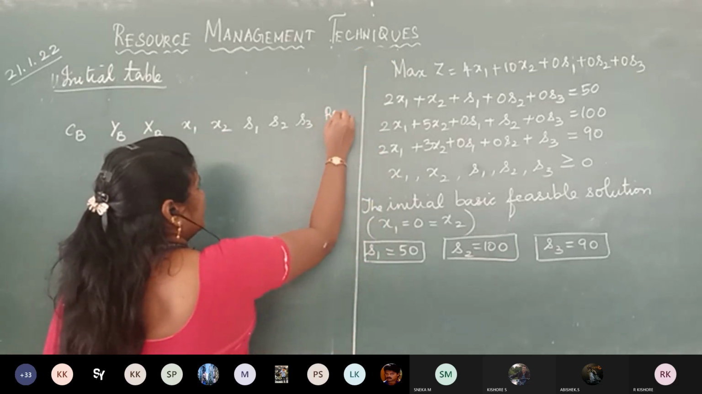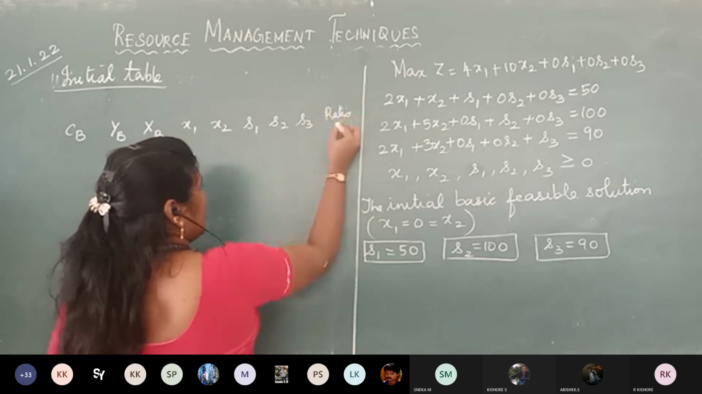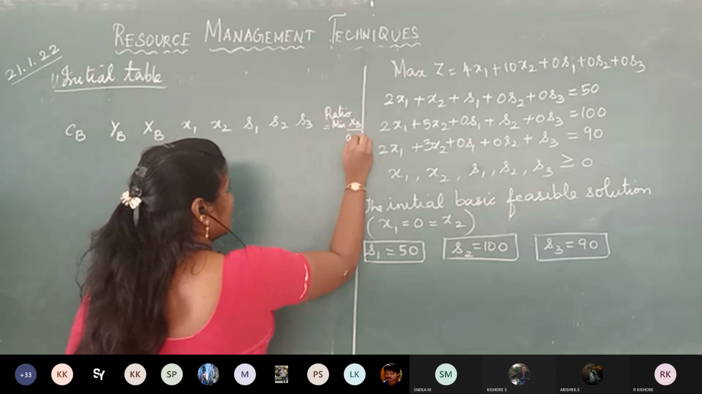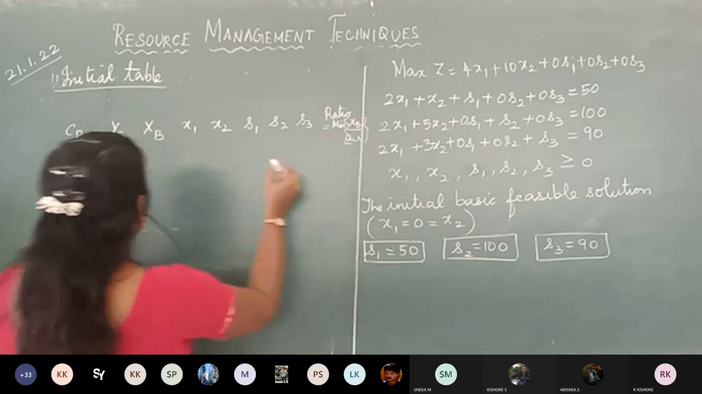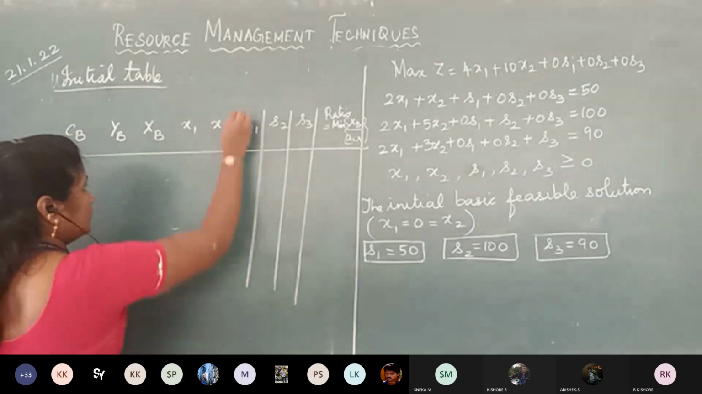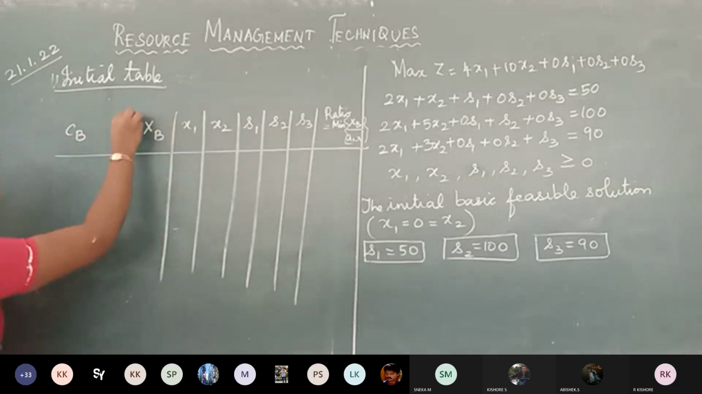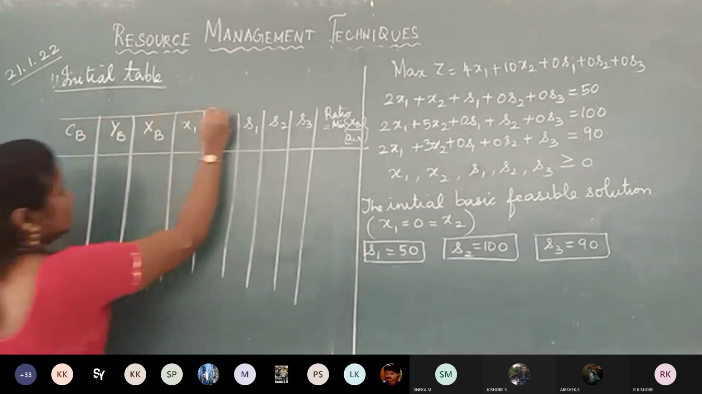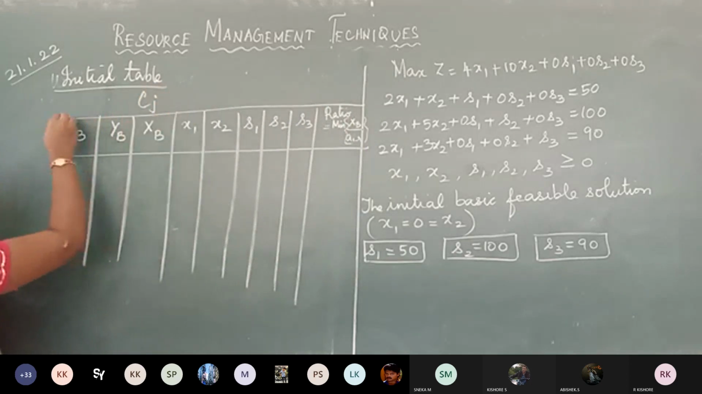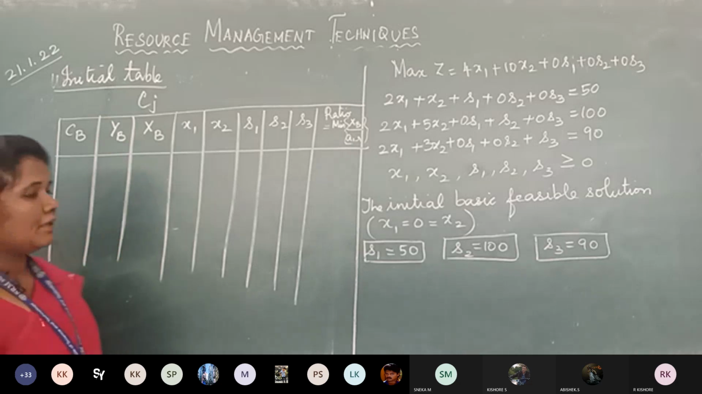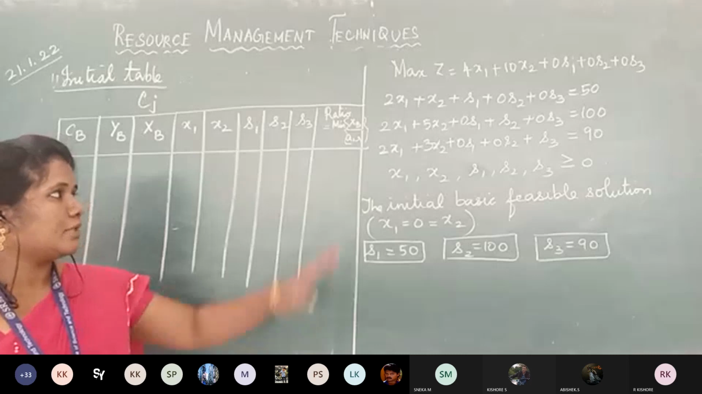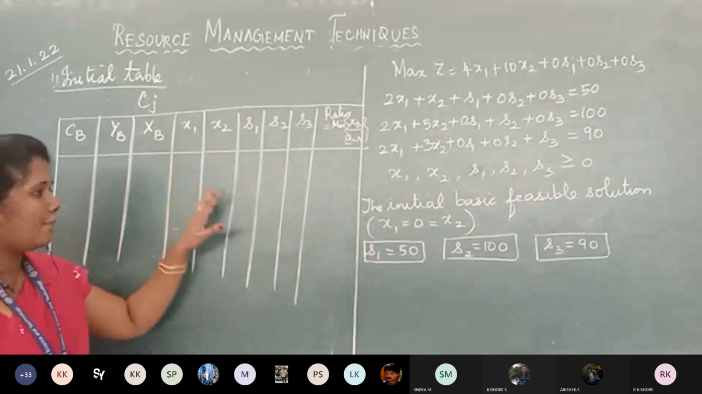Okay, your ratio. Your ratio is nothing but the minimum of your XB by the entering column value. So this is your tabular column. You have to know it by heart. And on top you have your CJ. This will be your tabular column. Now everyone please listen, then you can write it down. So that is your standard form, and this is your tabular column.